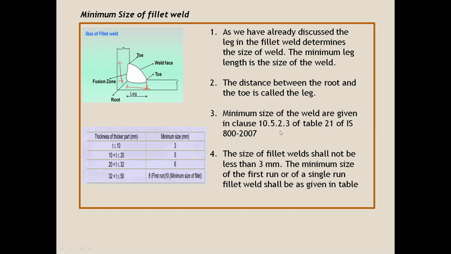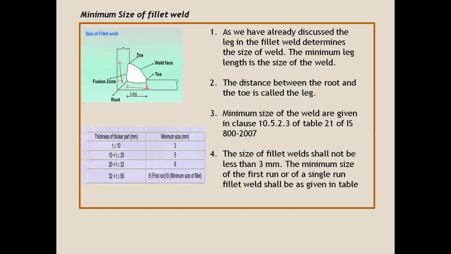The minimum sizes of the weld are given in clause 10.5.2.3 and table 21 of Indian Standard 800:2007. The size of a fillet weld shall not be less than 3 mm. That is the important point.